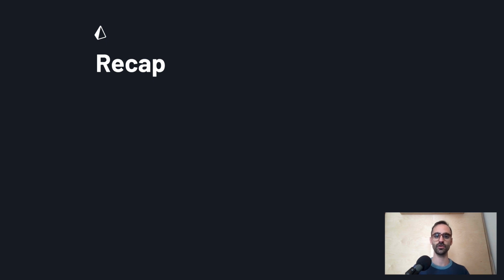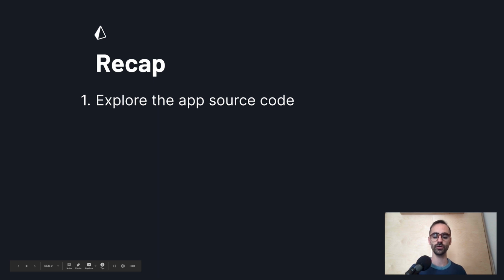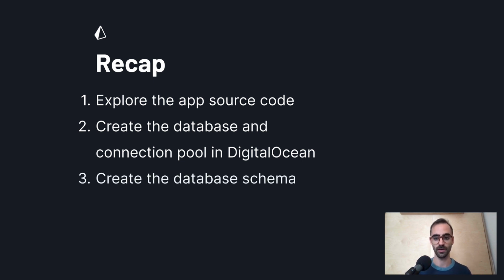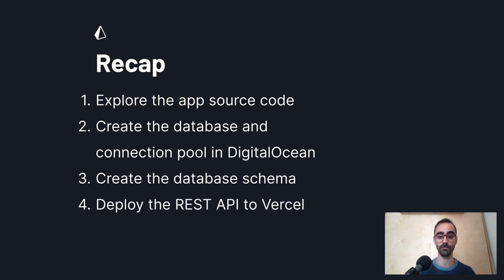As this video comes to an end, let's recap what we've done so far. The first thing that we did is we looked at the source code and saw how this REST API was implemented using Prisma in the serverless functions. We then went on to DigitalOcean to create the database and the connection pool, and also set up the permissions for the user that we created. Then we created the database schema using the Prisma DB push command. Finally, we deployed the API to Vercel and connected that with the database on DigitalOcean.